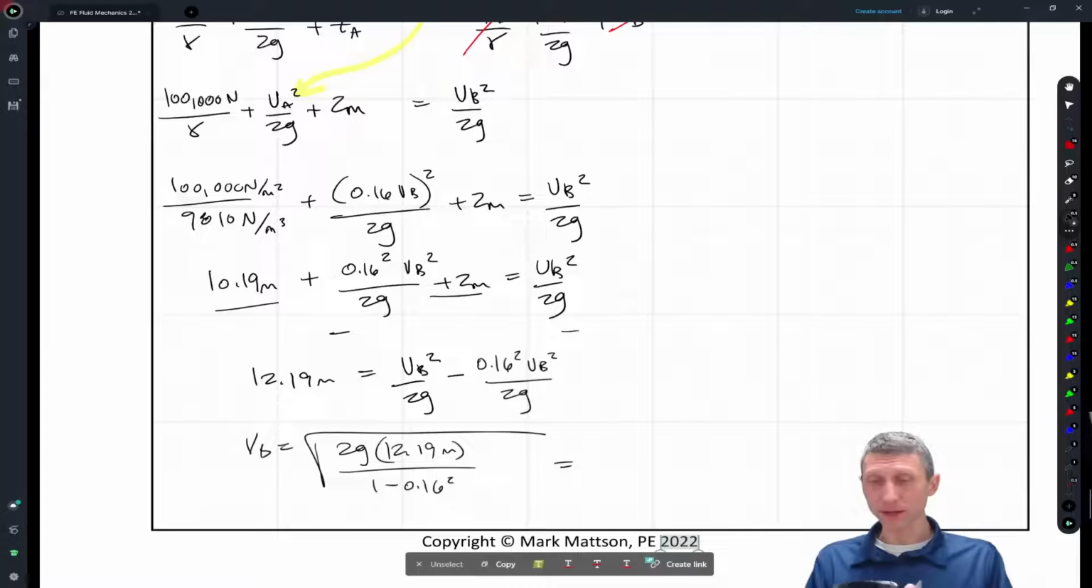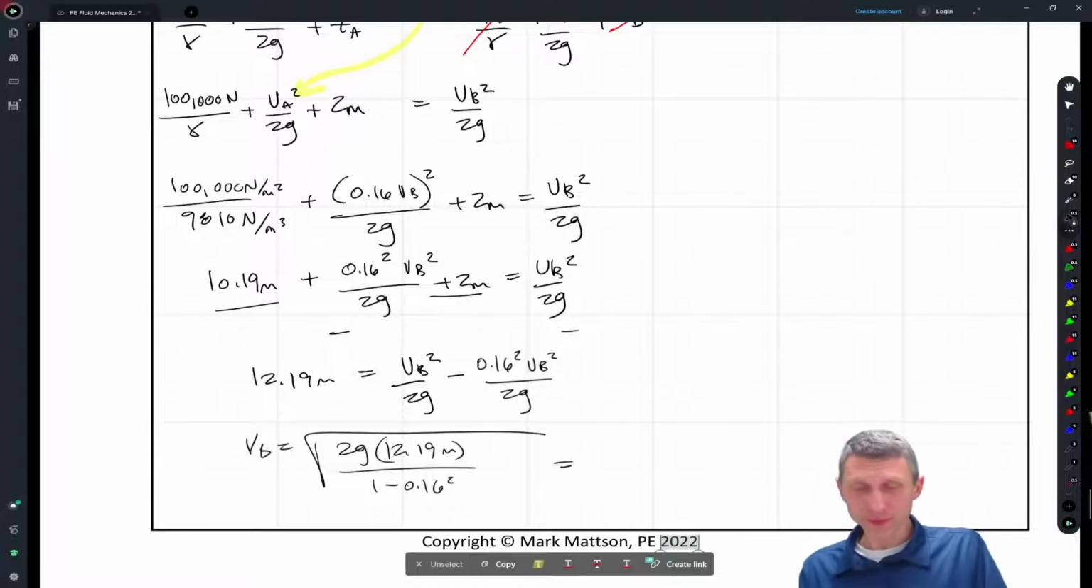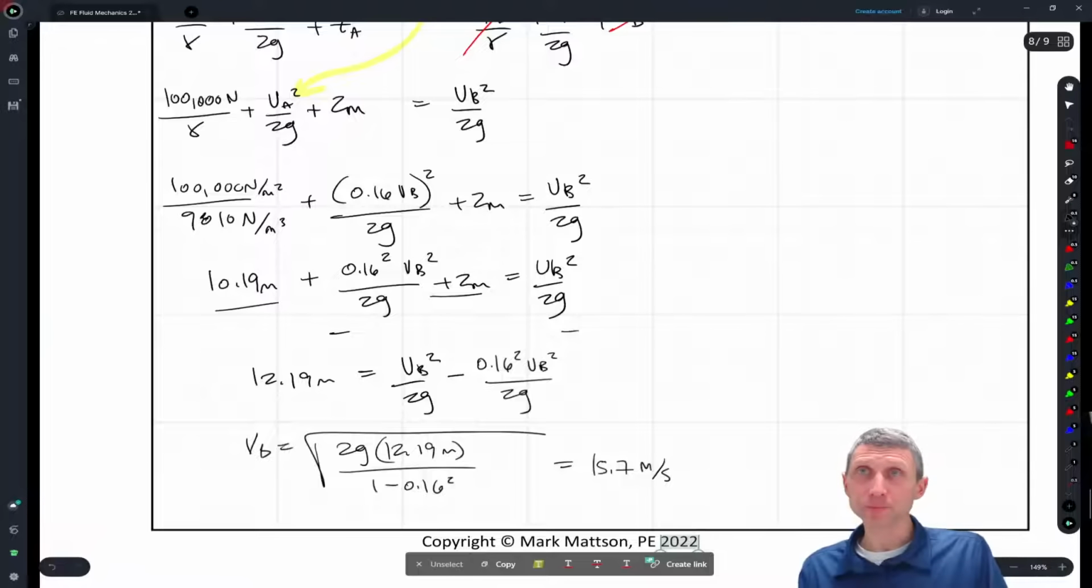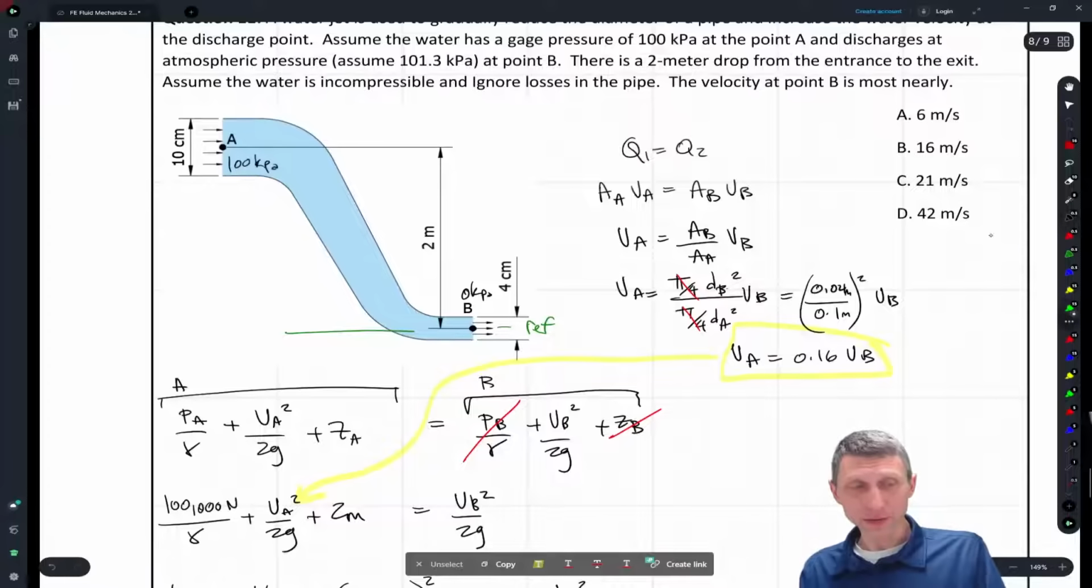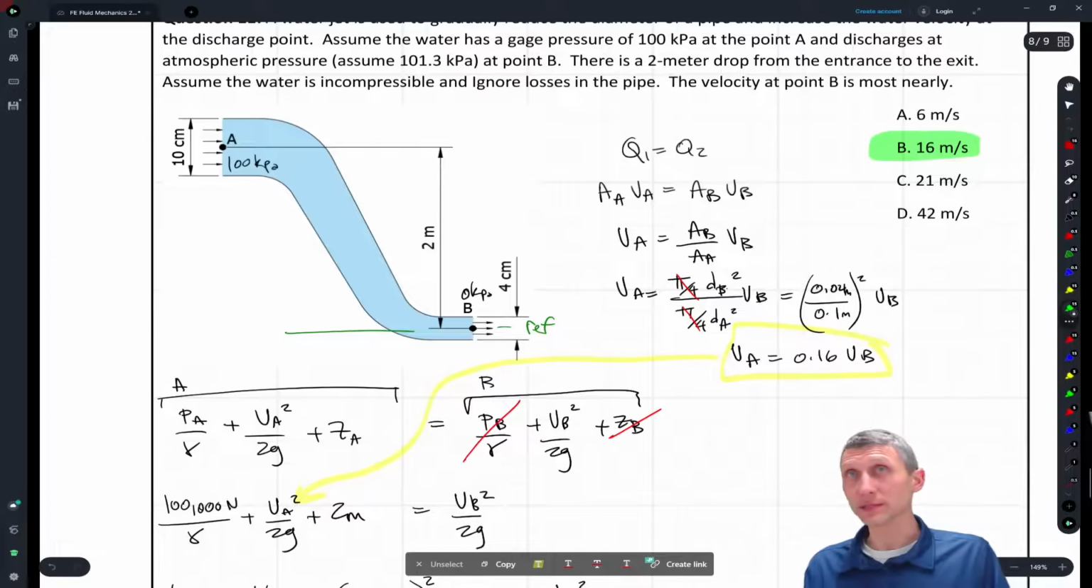And if we plug that into our calculator, the square root of 2 times 9.81 times 12.19 divided by, in parentheses, 1 minus 0.16 squared, we get about 15.7 meters per second. Okay, so that gets us back to about this value.